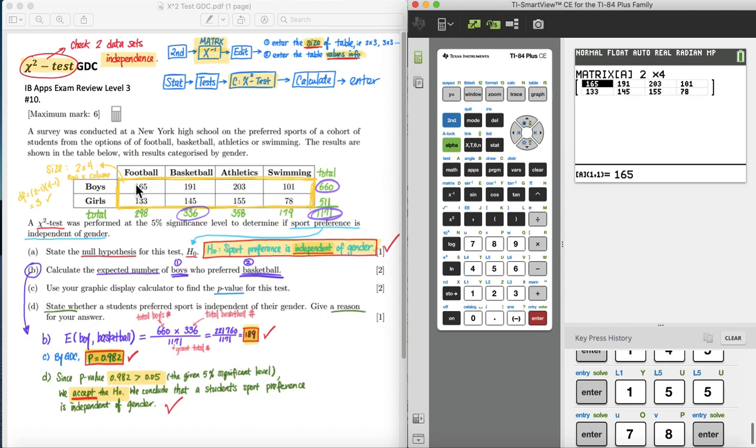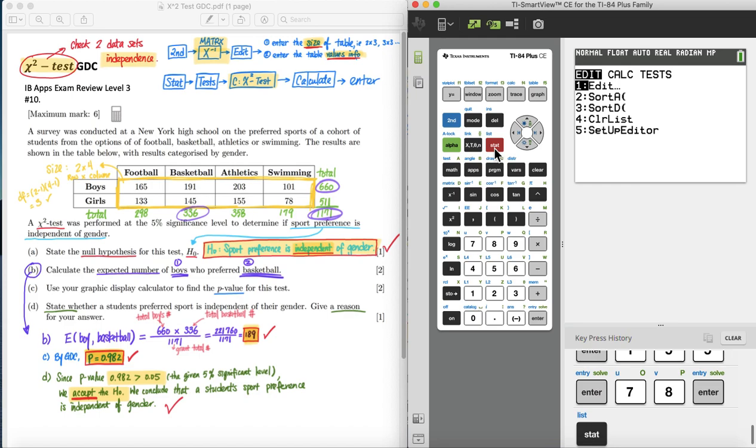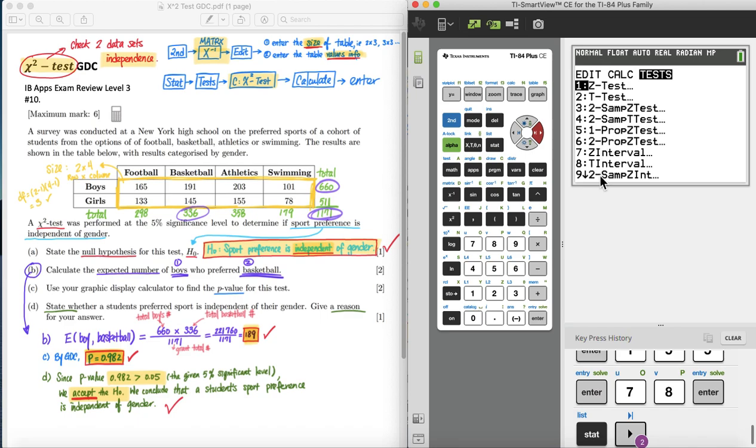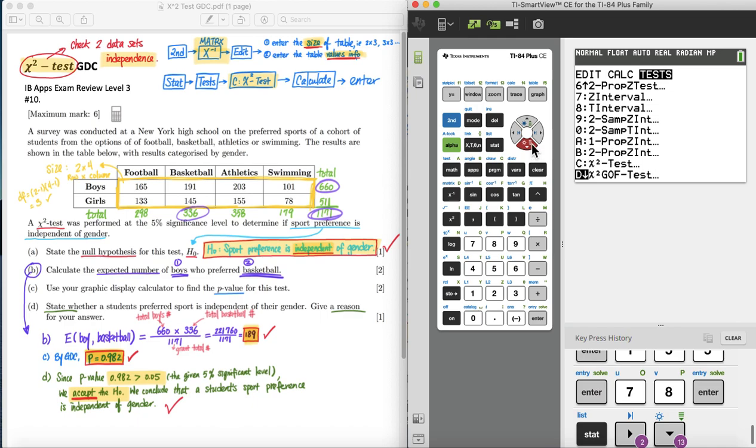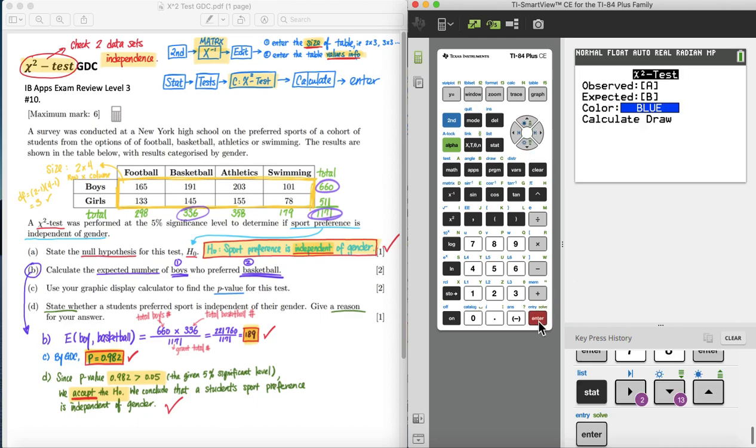Now after this matrix C, we can go back to stat and let it do the test for us. Go to test. Go all the way down until you can see the chi-square test. Chi-square test, hit enter. Remember, the observed data is in A. Expected data is in B.